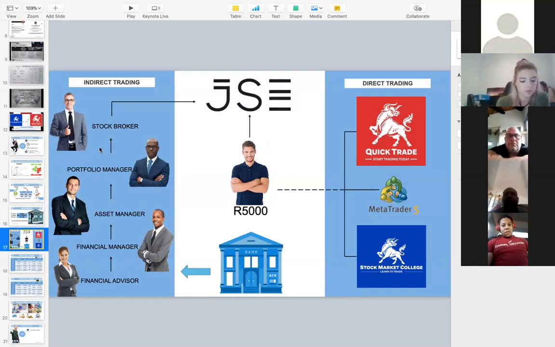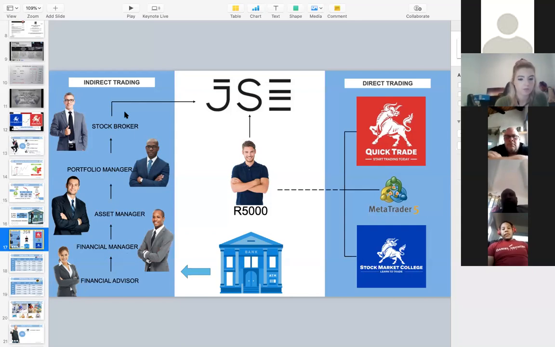And behind the scenes is this little ladder of people which takes your money and invests it on the JSE, and that is how they make money in order to pay your profits or interest rates that you will get. Now, what Stock Market College does, you'll see on the left-hand side, is what the banks and investment companies do. Technically speaking, every single person who has a bank account is trading indirectly on the Johannesburg Stock Exchange by means of these people over here.